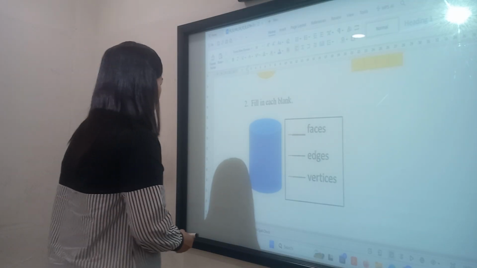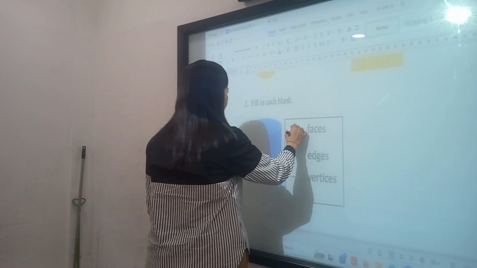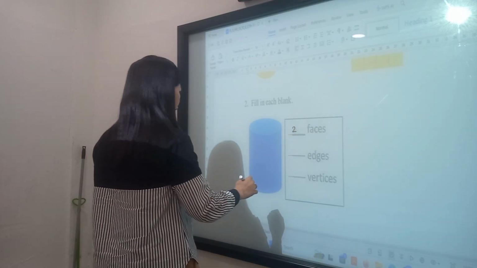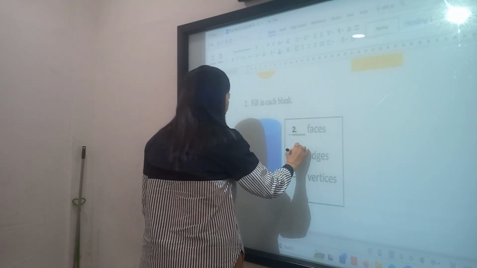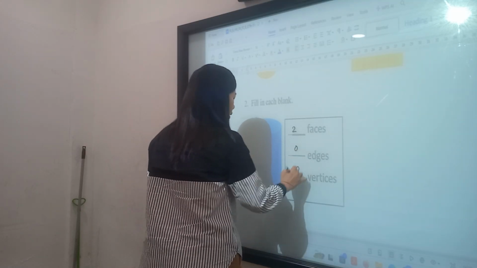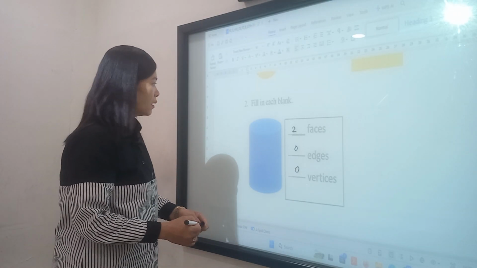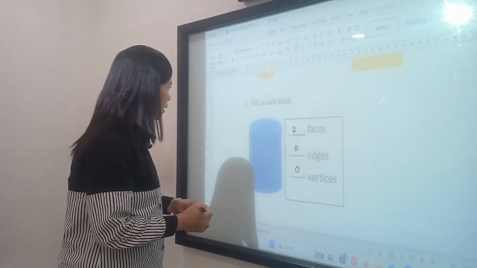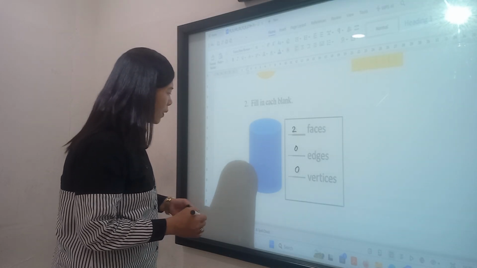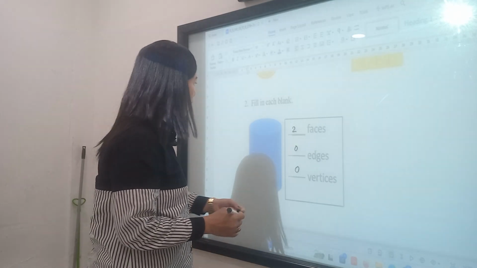Faces. This is two faces. Edges. This is no edges. This is no vertex. No, I think it's not correct. Miss, the vertices is already correct. There is no vertex in the cylinder. But the faces and edges are not correct.